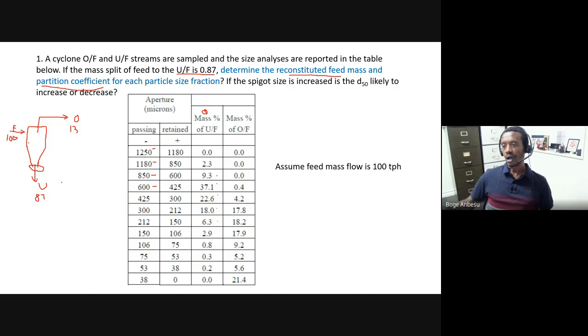So you could say the cut size decreases as you increase the spigot diameter. Okay, does that make sense, guys? If you have questions, ask them here.